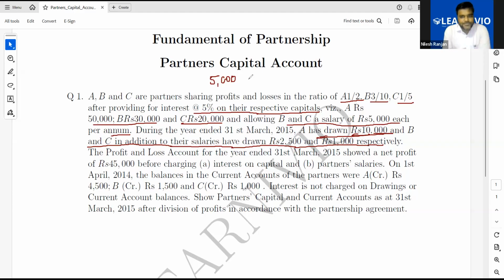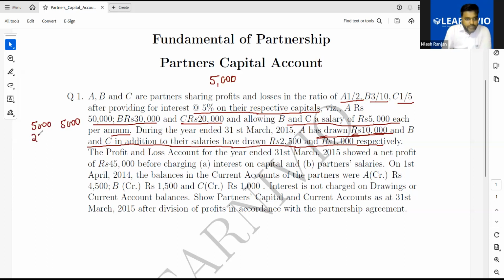But try to understand the question. Okay. So A has drawn 10,000. It is simply written, so it means the total amount of drawing for A is 10,000. But B and C, in addition to their salary, have drawn 2,500 and 1,000. Now, in addition to their salary, it means their salary is 5,000 each.